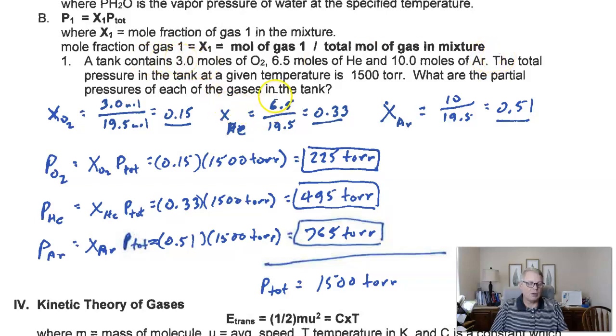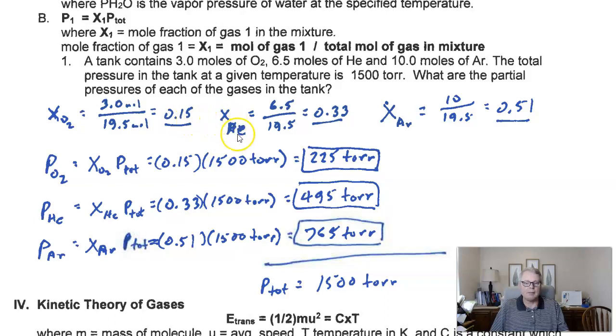You know, if I have 30 red marbles in a box of 100 marbles, what percent of my marbles are red? Well, 30 over 100 times 100, 30%. Not 30 over 70, 30 over 100. That's the easiest way to miss that problem. Don't do that. Okay, so 3 divided by 19.5, 0.15. And notice my moles cancel. There's no units here. That's the mole fraction, 0.15.